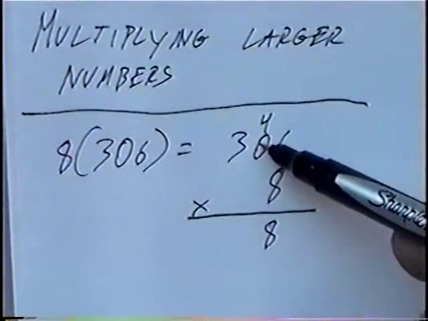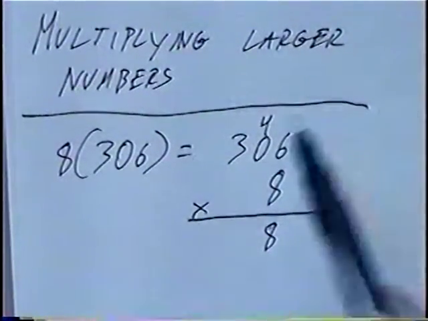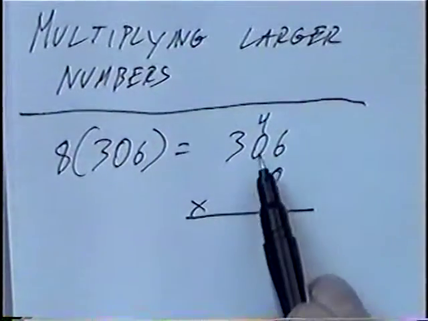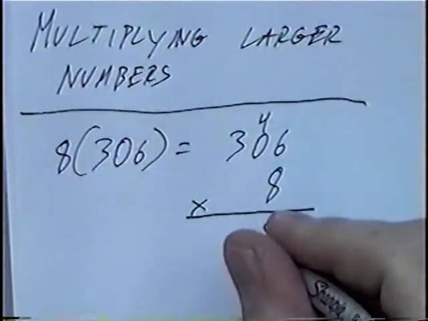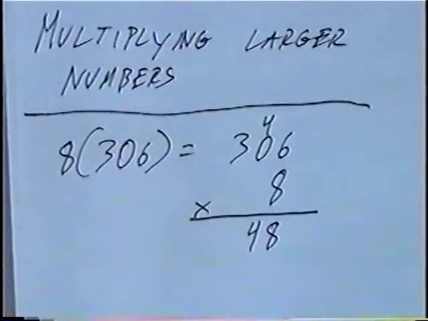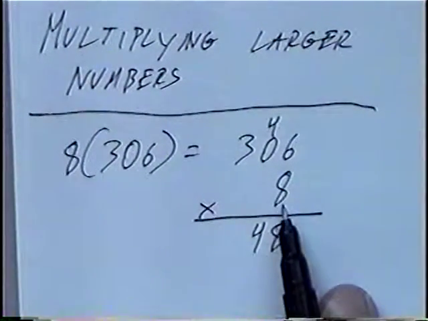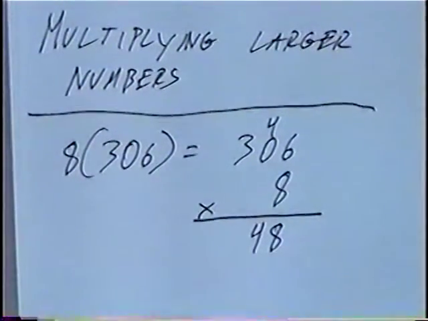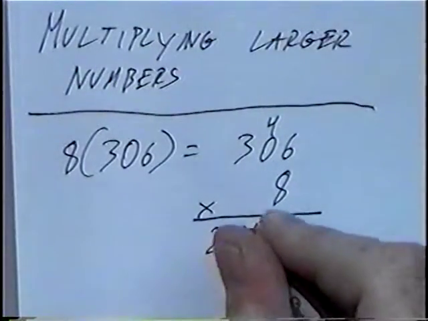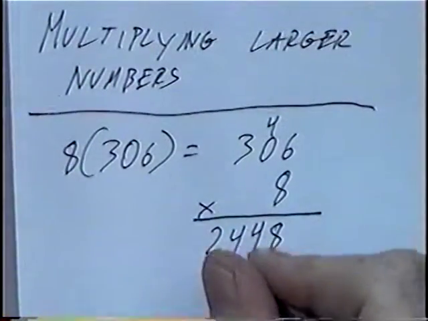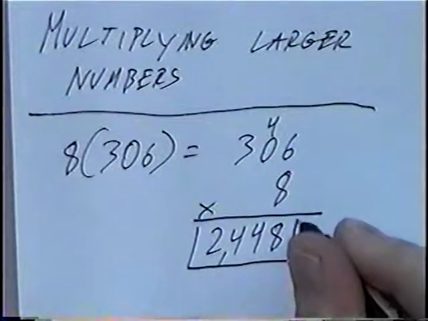Then we'll multiply 8 times 0, which would be 0, and the number on top will add to that, which would be 0 plus 4, so the next number would be 4. And the last number, 8 times 3, would be 24, so our final answer would be 2,448.